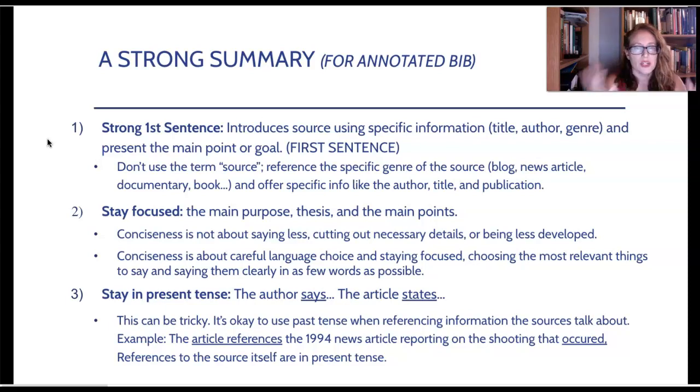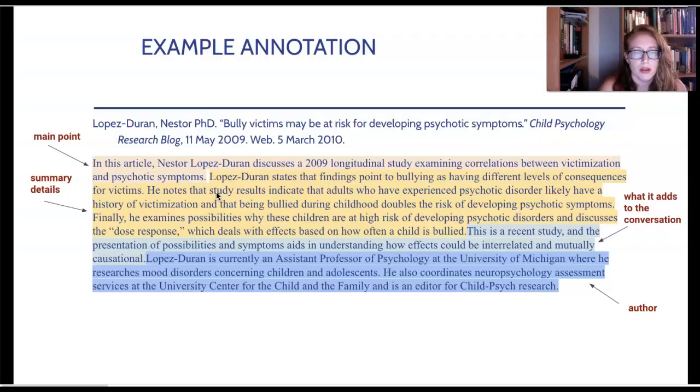So the first thing is you need a really strong first sentence. The first sentence should pack a lot of punch, so to speak. It should introduce your source using specific information like title, author, and type of text. Make sure you name the type of text. Don't use the term source because that tells us nothing about the type of text that it is. And present the main point or the goal. That's all in the first sentence. So there's a lot that needs to be included in that. Again, referencing the specific genre of the source is super important. So just name it as a blog, a news article, a documentary, a book chapter, a scholarly article in an academic journal.